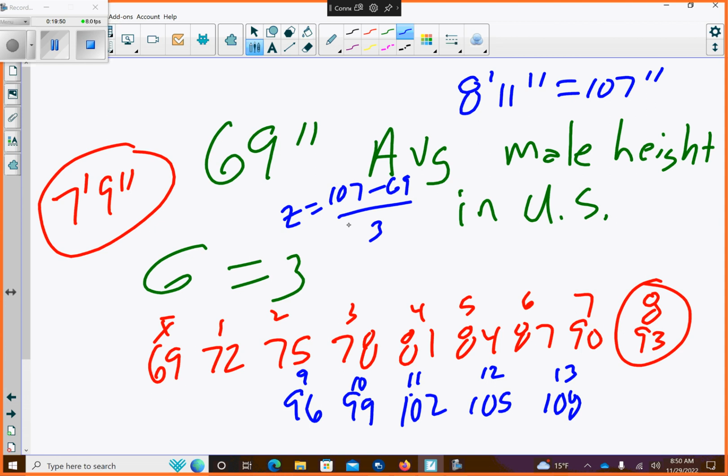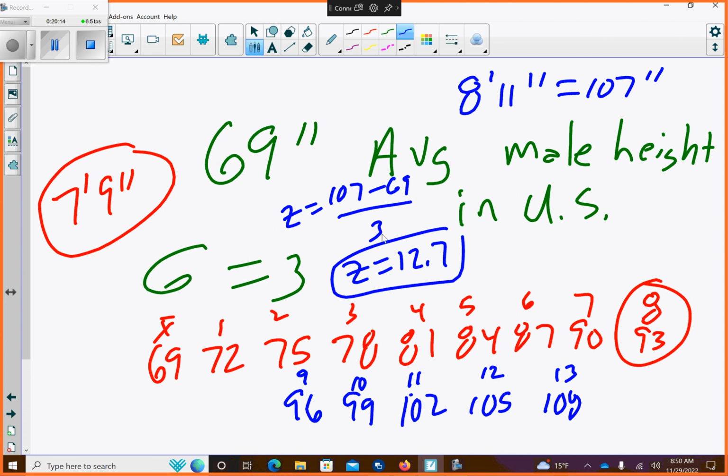Minus 69. And then whatever that answer is, divide by 3. One decimal. 12.7. So the z-score is 12.7.